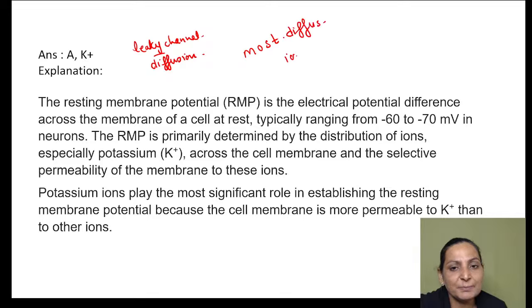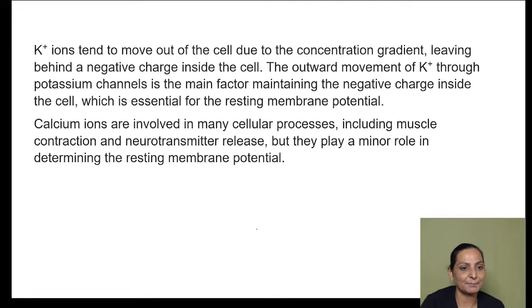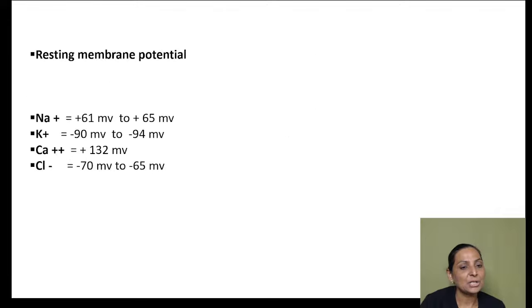Most diffusible ion at rest, and that is the reason why potassium, because of its selective permeability, plays a very important role in resting membrane potential, and therefore we say that the resting membrane potential is close to the equilibrium potential of potassium ions. The basic reason is the permeability of the potassium ions, which is maximum. Sodium ions have got a role in depolarization. They are never leaky, right?